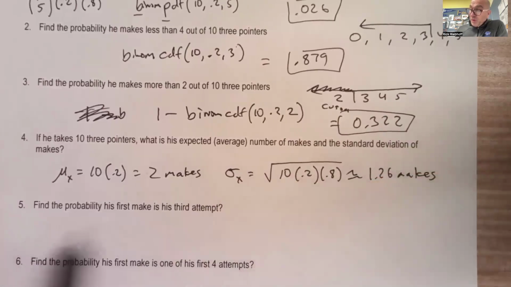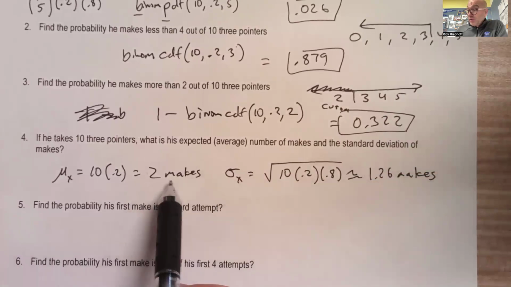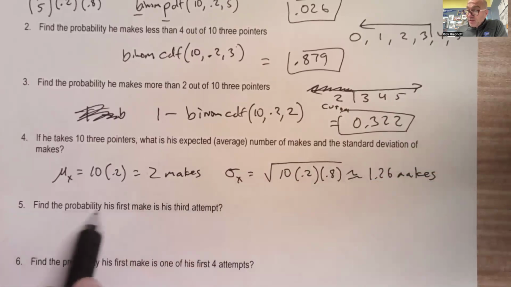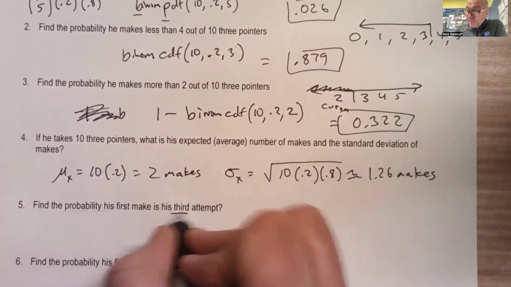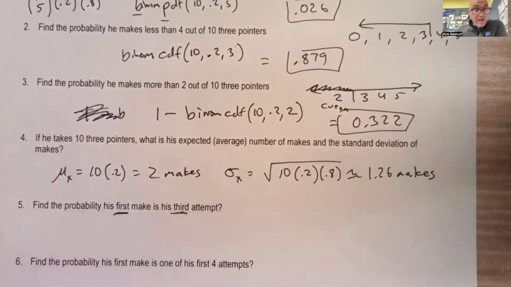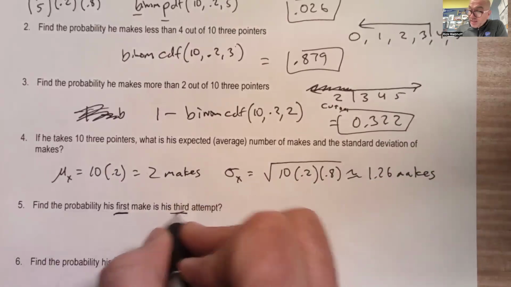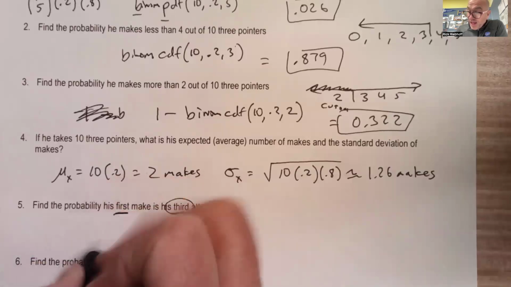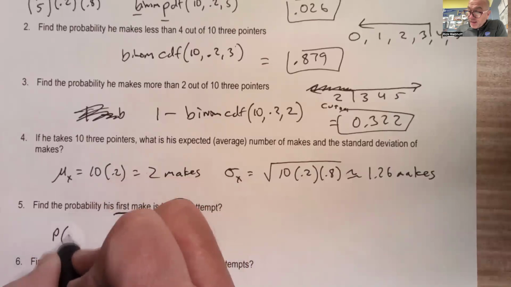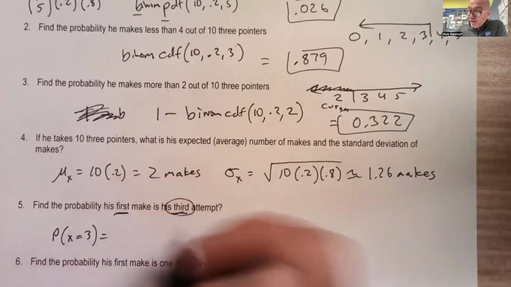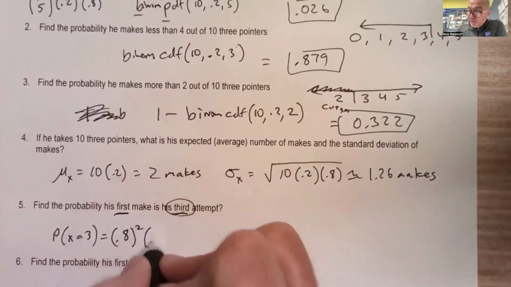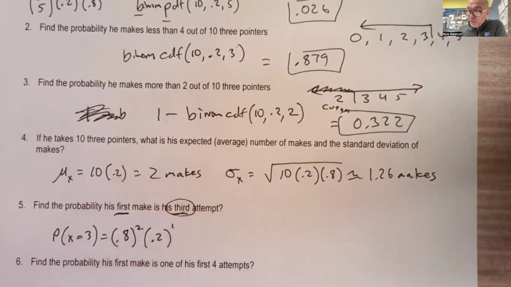Cool, cool. So he wouldn't be surprised if he made 1, 2, or 3. Once he gets beyond that, you start getting surprised. What is the probability his first make is his third attempt? First make, as soon as you see that, you know you're doing geometric. It's exactly his third attempt. So to make that happen, X is equal to 3. We're going to have 2 failures. So 0.8 squared times first success, and that happens once, right?